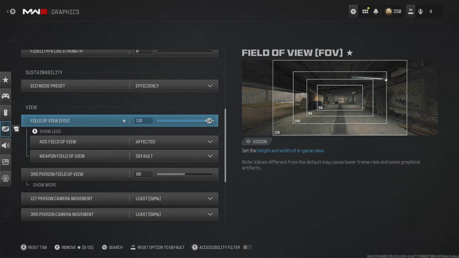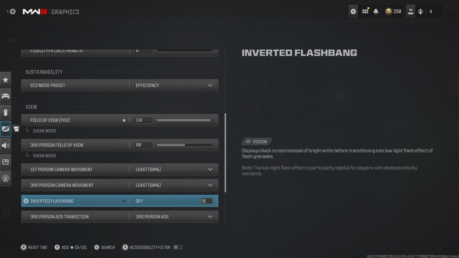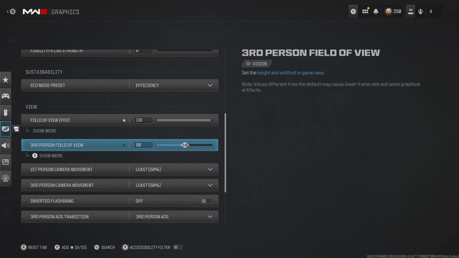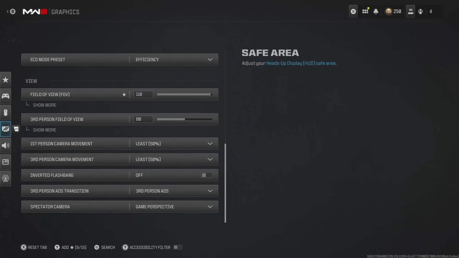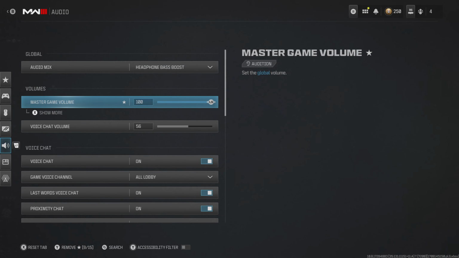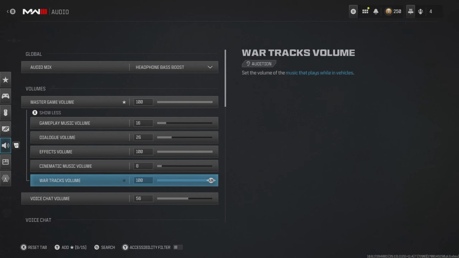This is my FOV. This is just what works for me. I use affected as well. Some people have it 110, some people have it 120. When I red gun, I have it at 110. So again, these are only sniping settings. I usually snipe, but if I red gun, it's different. Headphone boost. These are my volume settings.